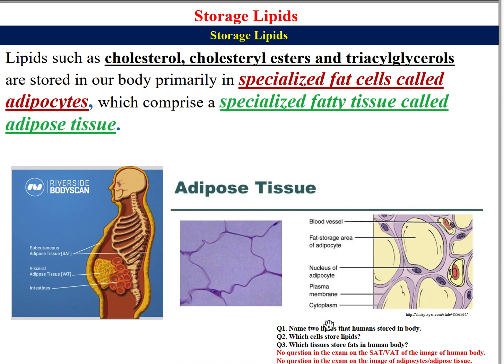So lipids such as cholesterol ester and triacylglycerol are stored in our body primarily in specialized fat cells called adipocytes, which comprise specialized fatty tissues called adipose tissues. So this is the illustration of adipose tissues, where fat is stored in the adipocytes.